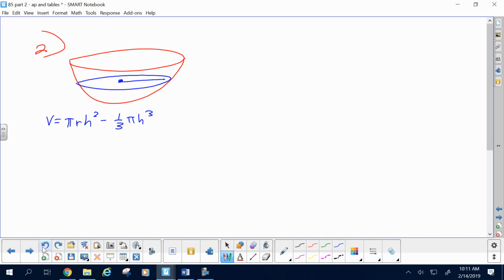I assumed R was the radius of the fluid. R is the radius of the bowl. H is the height of the fluid. And that is important. Because R, is it varying or constant? R is constant. It does not vary. R relates to the shape of the bowl. Only H is the variable.